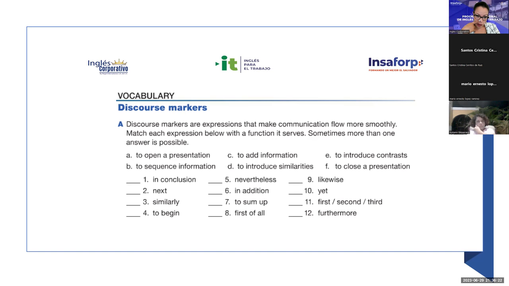The first is in conclusion. In conclusion would be to open a presentation, to sequence information, to add information, introduce similarities, introduce contrast, or to close a presentation. To close a presentation. Excellent. That is the purpose that the word in conclusion serves. So as an example, in conclusion would be letter F. We place an F here. Letter F, in conclusion, is to close a presentation. We use it to give a closing: in conclusion, and then the idea with which we close the paragraph.